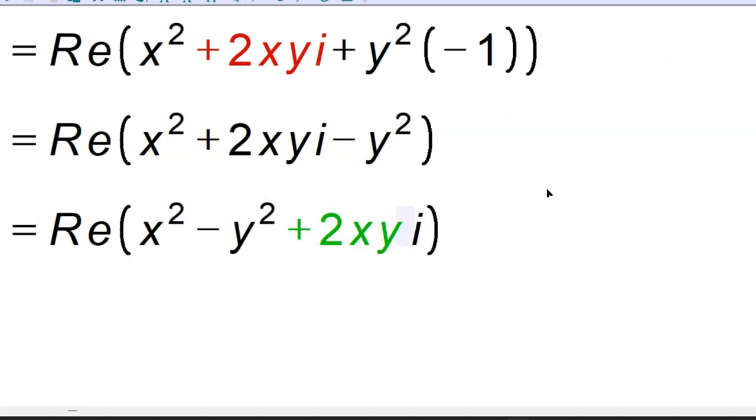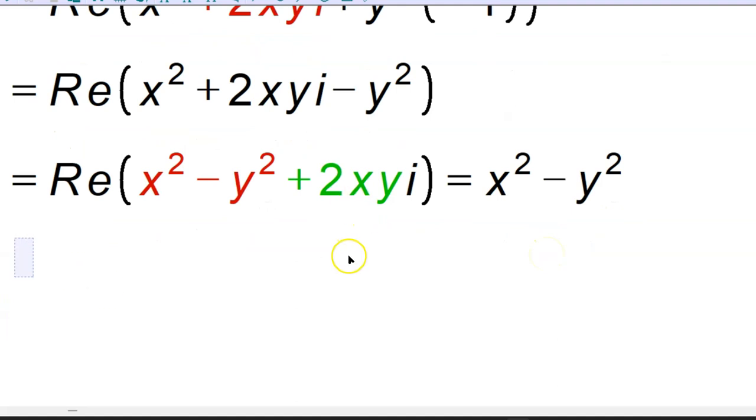Okay, so now this part is the part attached to i, and this red part is the real part because it doesn't have i in it. So the output at the very end is x squared minus y squared. I really should pause the video for 10 seconds and figure out what the imaginary part is. You really should do that, but I'll do it.